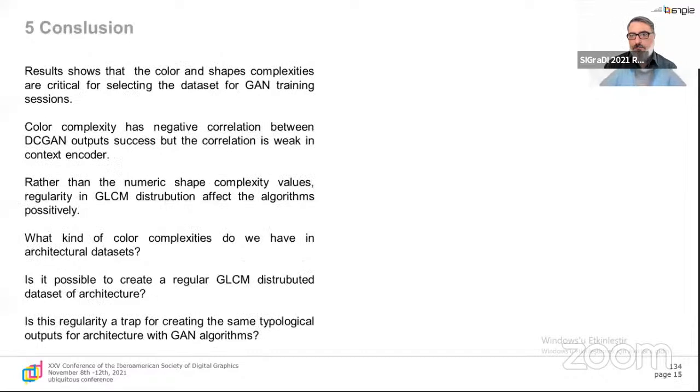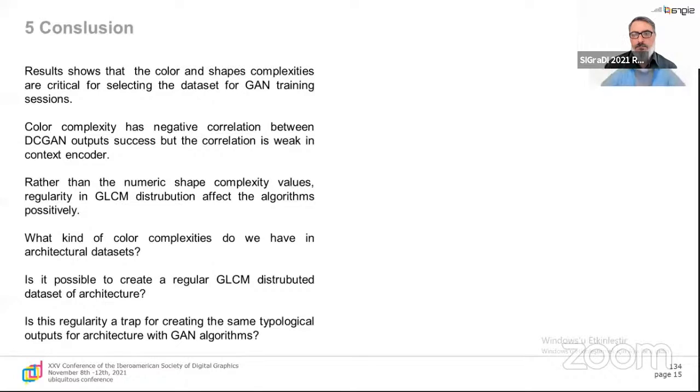The GLCM distribution of the pattern dataset has a regular change. Results show that color and shape complexities are critical for selecting the dataset for a GAN training session. Color complexity has a negative correlation with the DCGAN output success, but the correlation is weak in the context encoder. Rather than the numeric shape complexity values, regularity in the GLCM distribution affects the algorithm positively.